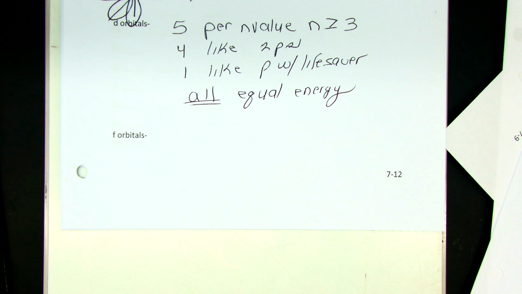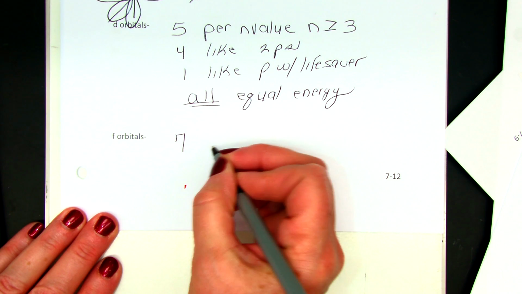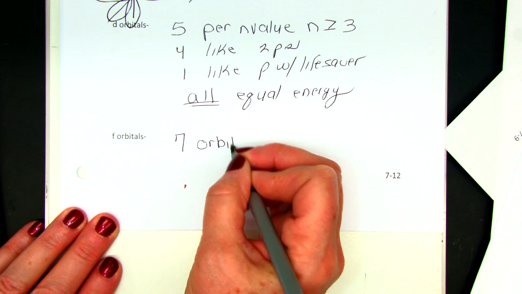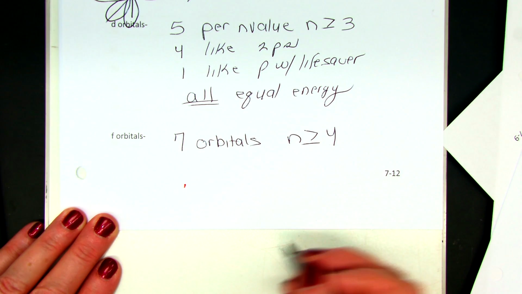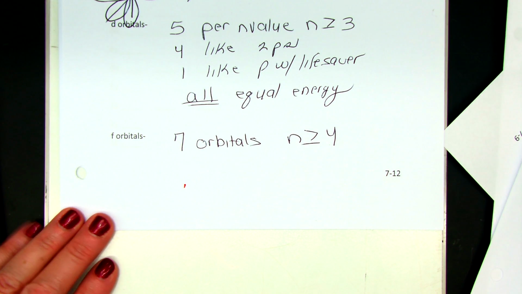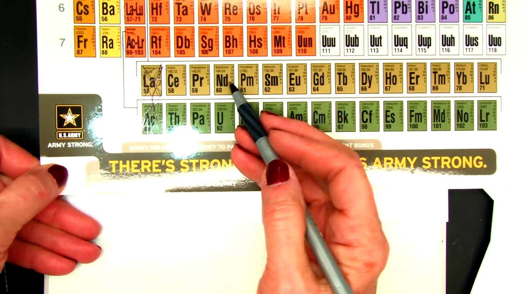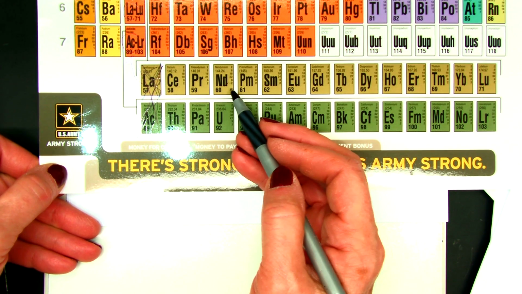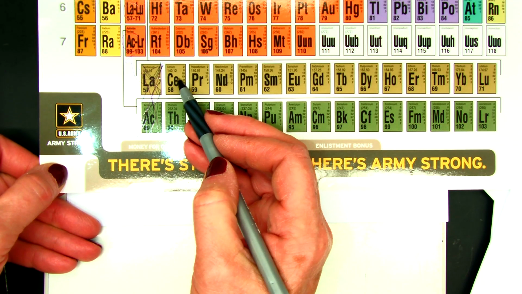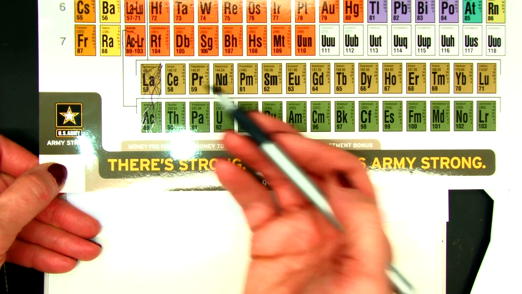The f orbitals, we have 7 orbitals, and these start when n is greater than or equal to 4. And when you look at the periodic chart again, down here, when L is equal to 3, these are the f orbitals, and this starts when n is 4, when we're in the 6th period.